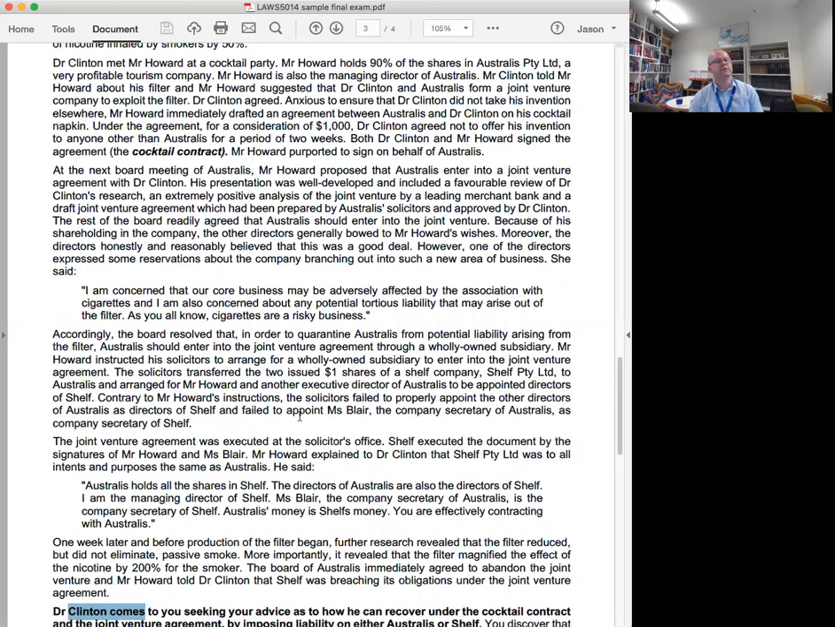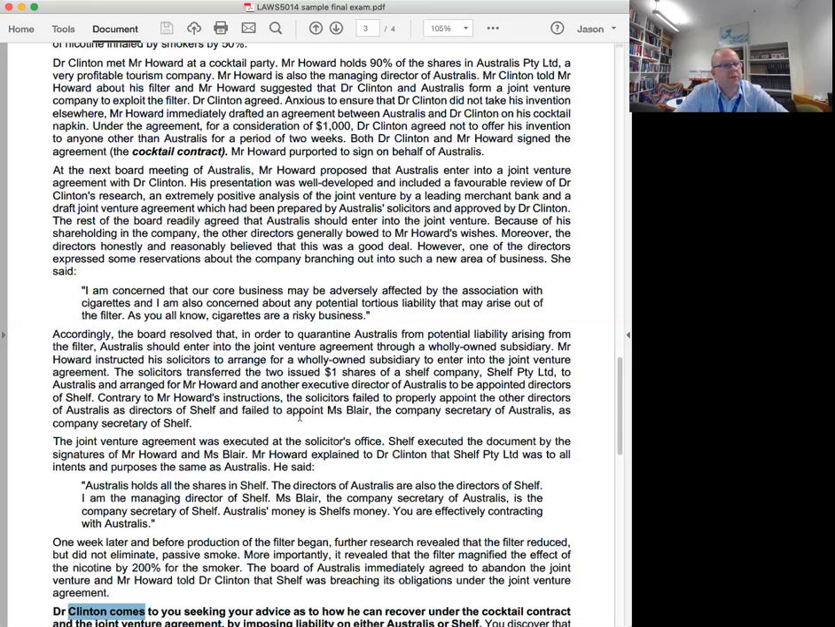A draft joint venture agreement is prepared. The rest of the board agrees. Because of his standing, the other directors generally bowed to Howard's wishes. So this is bringing in issues around, I think it was Brick and Pipe and the dominant controlling director.